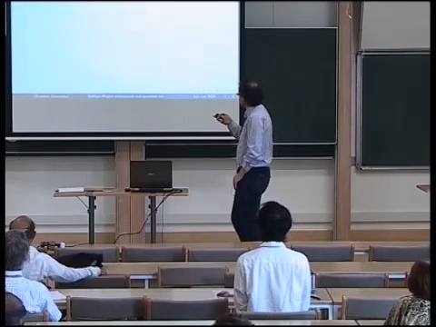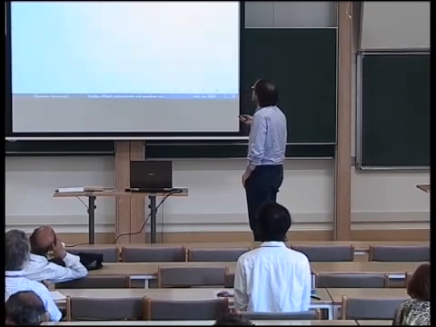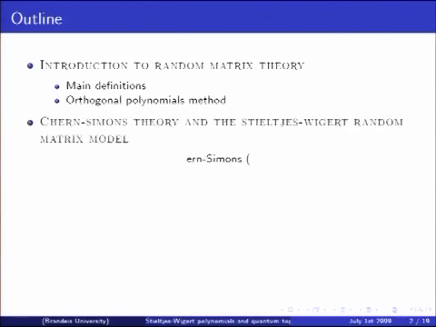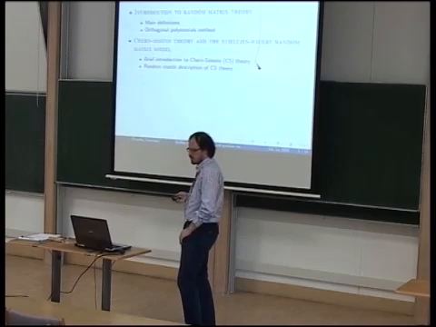Okay. Let me begin by telling you how I plan to organize the talk. I will very briefly introduce random matrix theory, just giving the main definitions, and then discussing the orthogonal polynomial method, which is central to random matrix theory in general, and in particular in the type of models I will consider. Then, extremely quickly, just to tell you what Chern-Simons theory is. I'll just say the minimal thing, otherwise there is no time. And the important thing is to show you that there are random matrix models that describe certain types of this gauge theory.